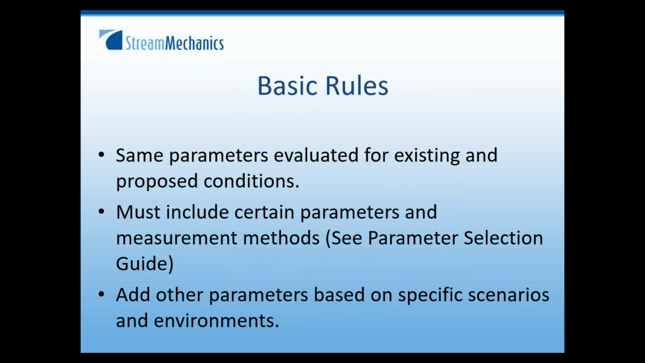And there are a few basic rules that we try to follow, not trying to get into policy, but just to make the tool work the way that it's supposed to. It is important that the same parameters evaluated on the existing side are also evaluated on the proposed side, and that you must include certain parameters, and that those parameters that must always be included are in the parameter selection guide. This is here to prevent gamesmanship, so that people don't pick just the parameters that will give them the worst score on the existing side and the best score on the proposed side, and ignore metrics that might be important to characterize the condition of the stream, but that they don't want to measure because they don't think they'll have a change. So again, this is here to prevent that gamesmanship. And then we do recommend adding parameters based on specific scenarios and environments.